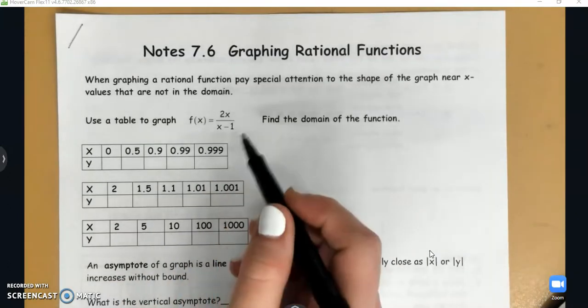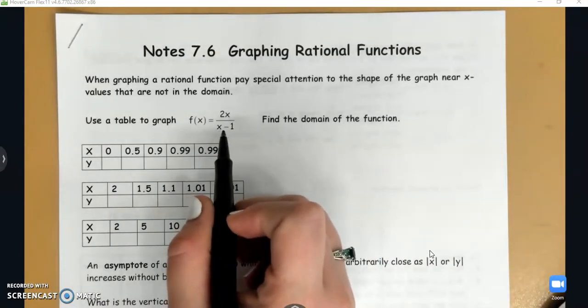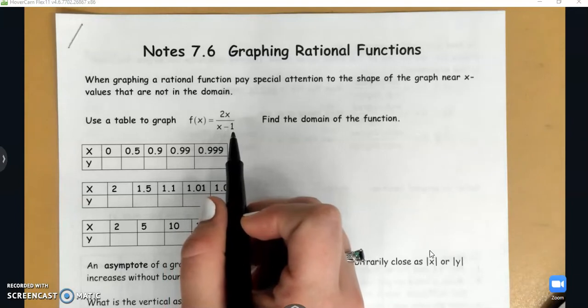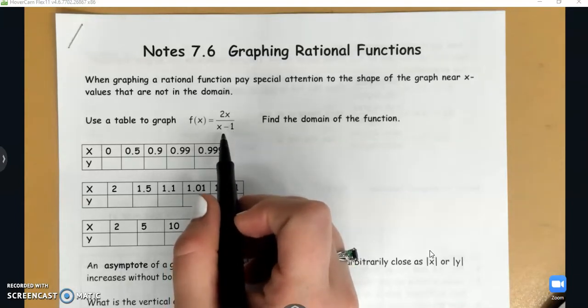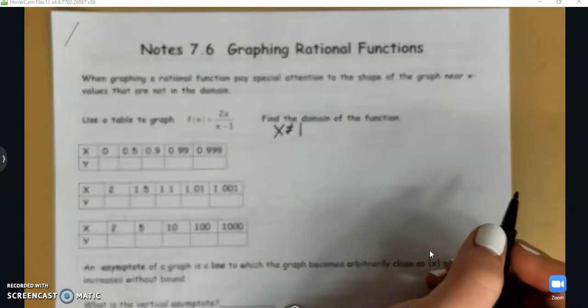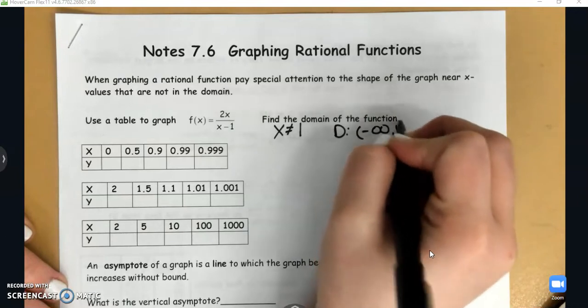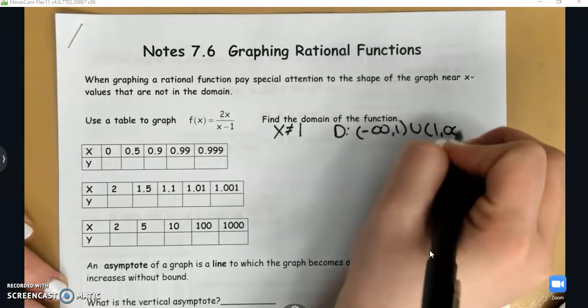So starting with this first mini example here, we want to first find our domain. Now, domain would be something that either gives us a negative inside of a square root or gives us a 0 in the denominator. In this case, if x were equal to 1, we would end up with 0 in our denominator. So our domain would be all values except for positive 1.